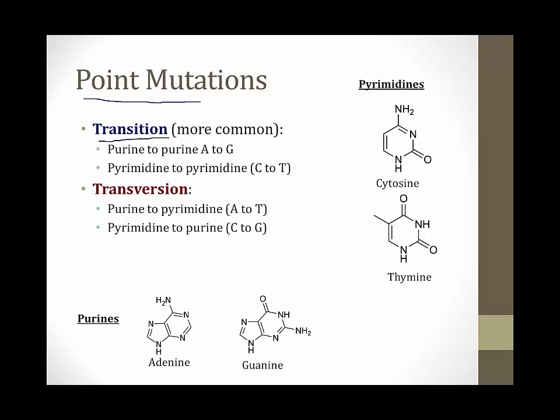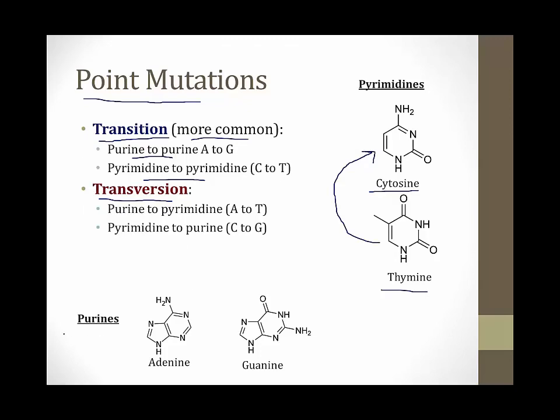Some are called transitions. This is the more common type. Others are called transversions. A transition involves a purine to purine swap or a pyrimidine to pyrimidine swap. So for example, if you look at the right side of the screen, cytosine and thymine are the two pyrimidine bases. They both have a single ring. Because they both have a single ring, they often fit in the same space as the other, and therefore these types of point mutations are more common.